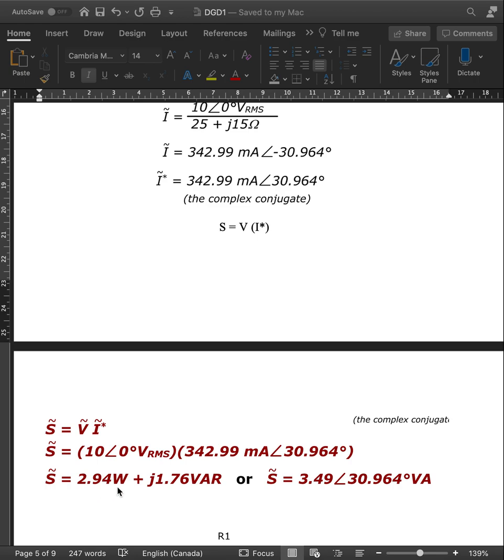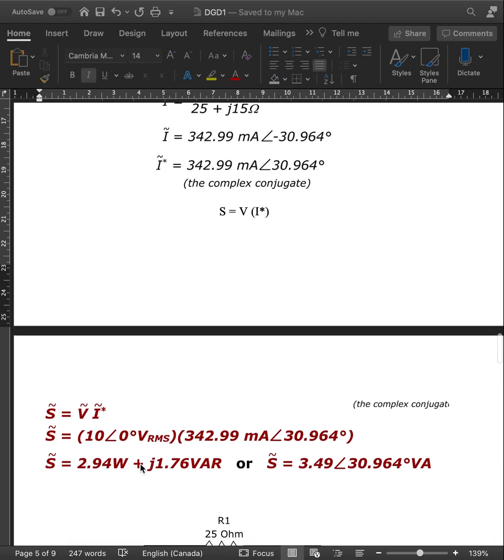So 2.94 watts plus j1.76 VAR. We can see from here the real power is 2.94, and 1.76 is the reactive power that is not used by any element. We will touch on that later. I'll explain a little bit more in detail about them. So we can see from there.